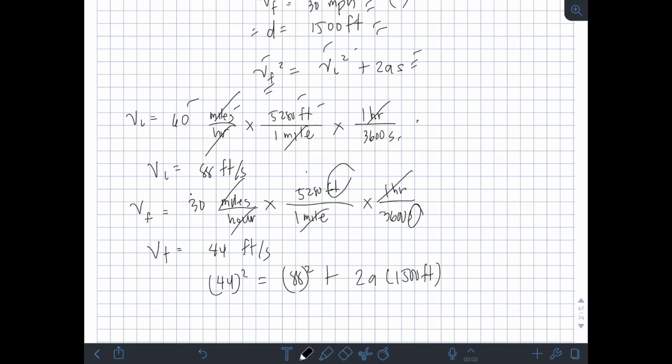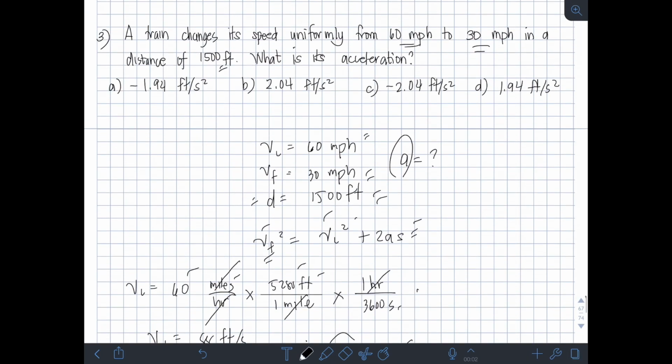So, consistent na sila sa unit. Ang masasolve nating value dito for a dapat is feet per second squared, right? So, pwede nating i-shift solve o solve natin manually using algebra. Ang masasolve nating value ng a is what? Negative 1.936 feet per second squared. Okay? So, therefore, the answer is letter A. Negative siya kasi ibig sabihin nagde-decelerate siya.